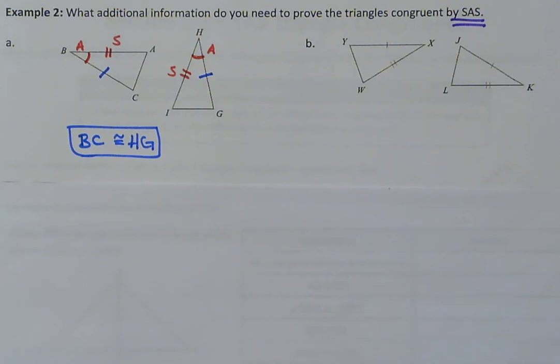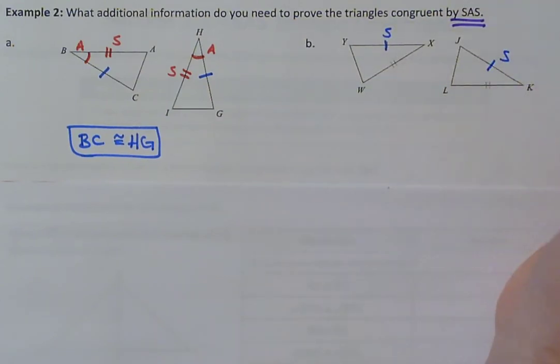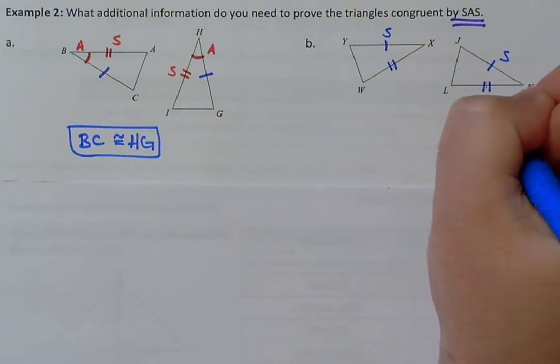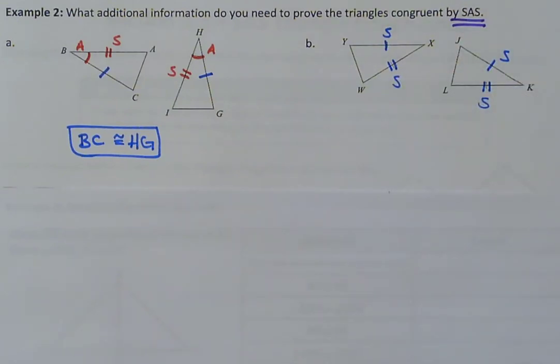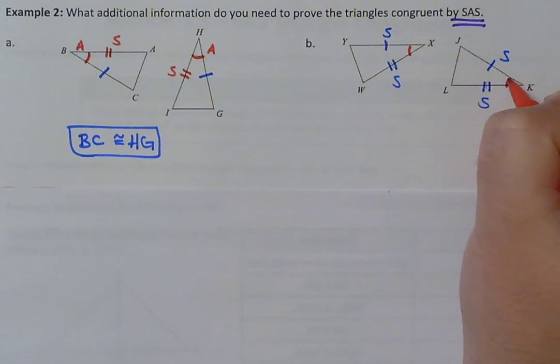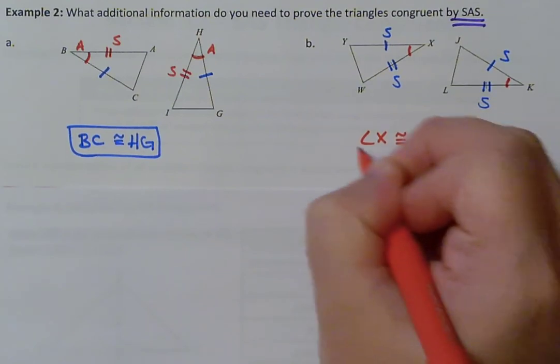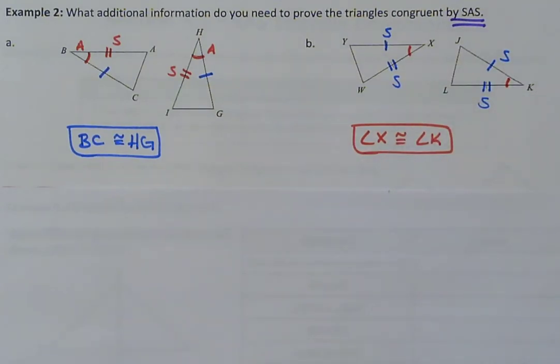All right, and then lastly, for part B, they tell me that side XY is congruent to side JK. They also tell me that XW is congruent to KL. So I now have two sides. To say based off side angle side that these two triangles are congruent, I need to know an angle, and specifically the angle in between the two sides has to be congruent. So if I know these two sides are congruent, I have to go with angle X and K, because that gives me the angle included between the two sides. So I need to know that angle X is congruent to angle K to say that the two triangles are congruent.